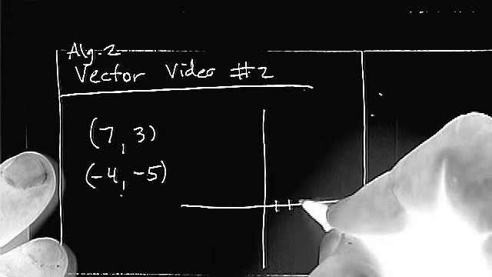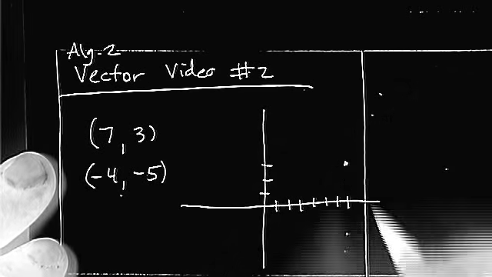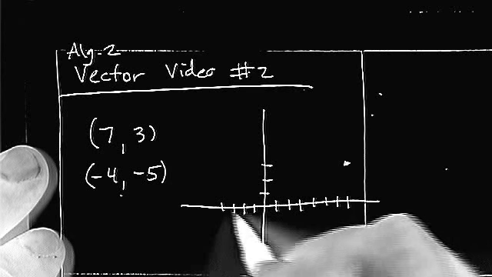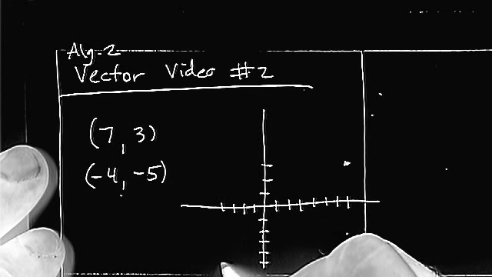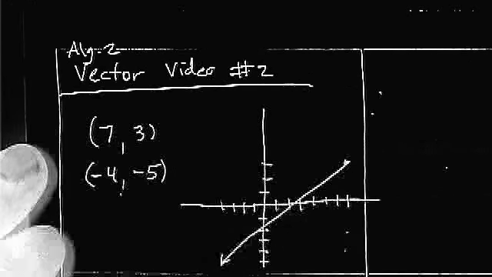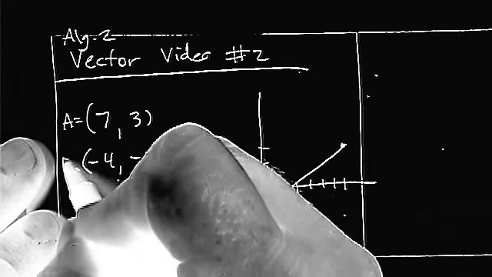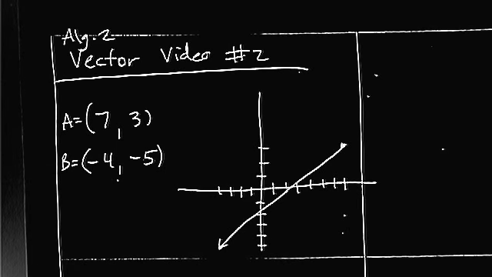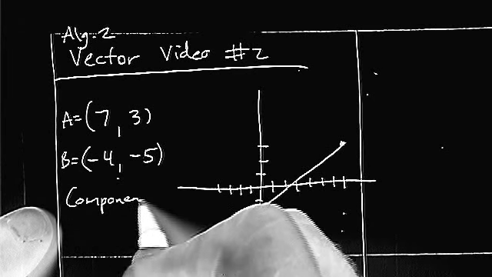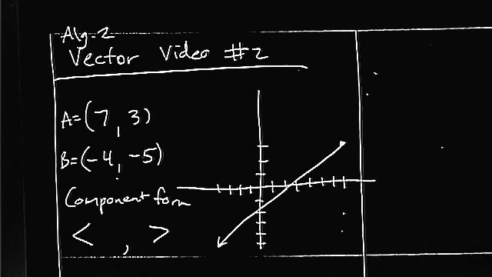Well, 2, 3, 4, 5, 6, 7, 1, 2, 3. So there's the initial point, and then 1, 2, 3, 4, 1, 2, 3, 4, 5. There is the terminal point. So here's the vector. So we had initial point A, terminal point B, and we're asking for the component form. And that's where we're listing it like a coordinate.